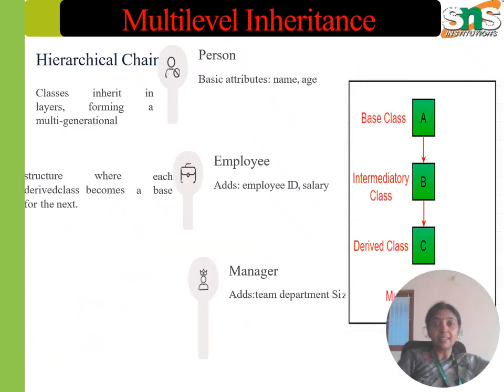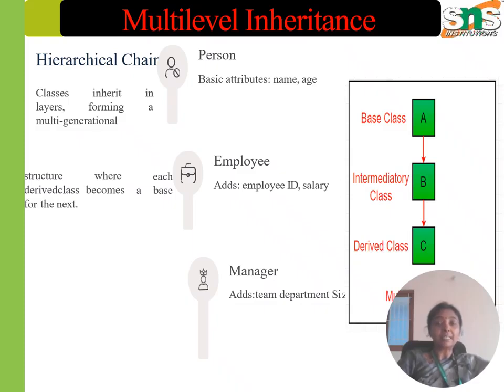The next thing is multi-level inheritance. That means this is the extension of simple inheritance. In simple inheritance, we are using only one derived class, but here you are using multiple levels. From the derived class, you are deriving one more class. That is called multi-level inheritance.